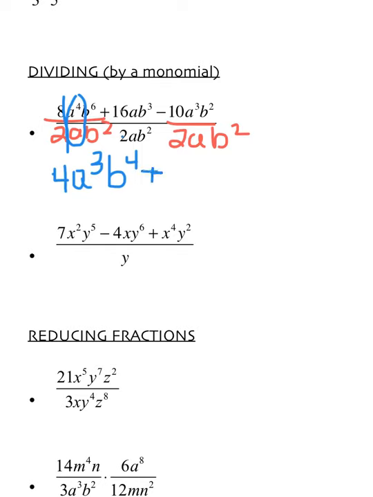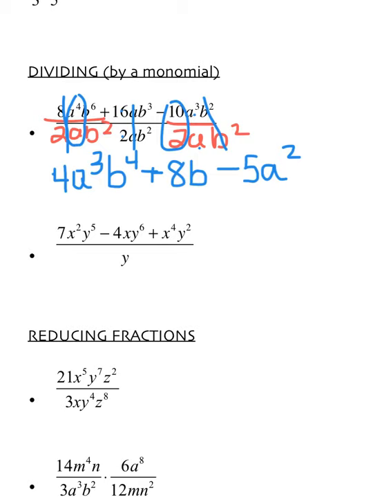16 divided by 2 is 8. A over a is just going to cancel out. Those are just gone. And then b cubed over b squared leaves you with just a single b. Minus, and then 10 divided by 2 gives me 5. A cubed over a is going to leave me with a squared. And b squared over b squared cancels out because they're both the same. And so this thing that's left here written in blue, that would be your final answer.